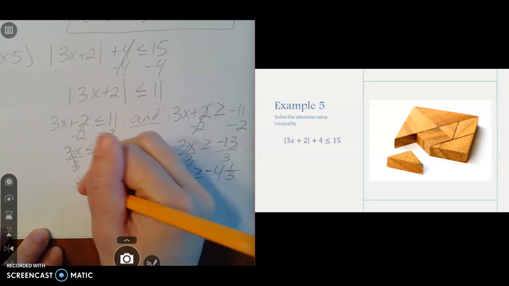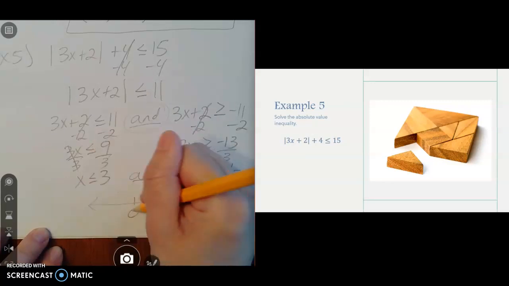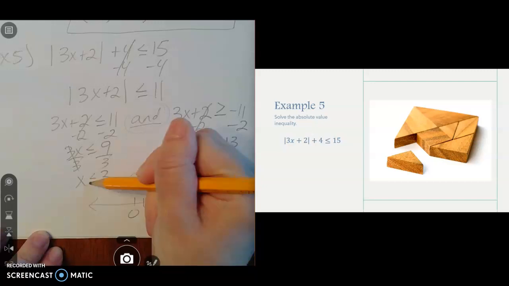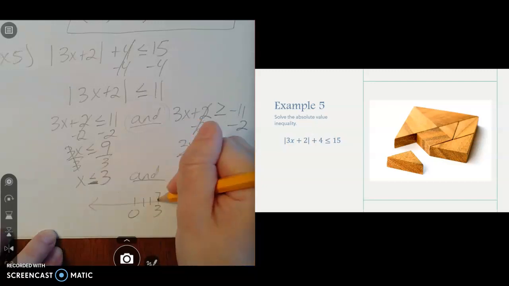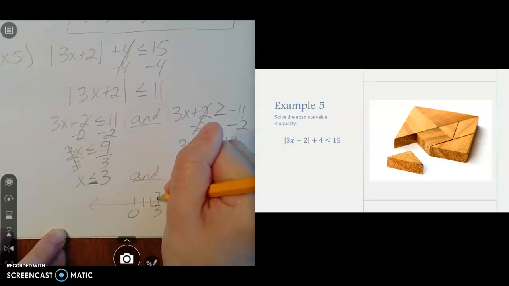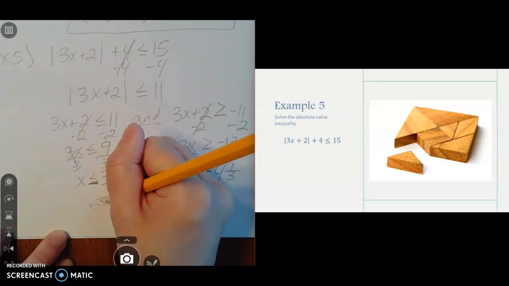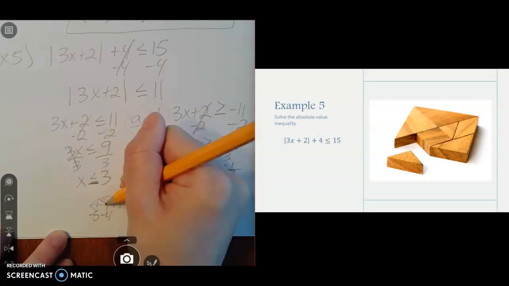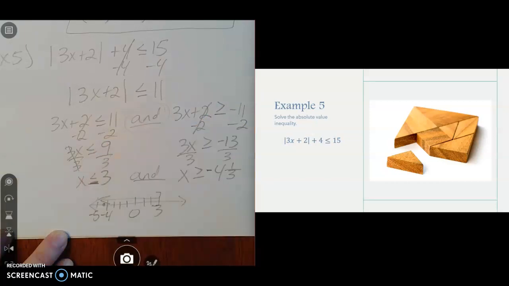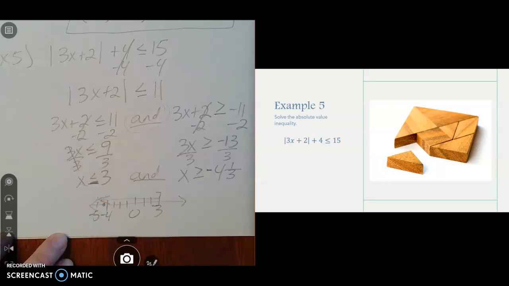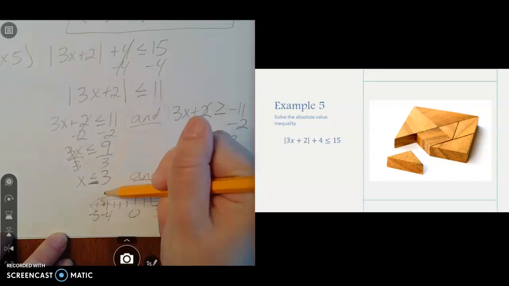So on my number line, x is less than or equal to 3. Here's 0, 1, 2, 3. It's going to have a bracket at 3 because of the or equal to, and it's going to go to the left because of it being less than. Okay. X is greater than or equal to negative 4 and a third. So here's negative 1, 2, 3. Here's negative 4, and there's negative 5. So negative 4 and a third is just about here. Okay. It's a little towards the negative 4, but it's between negative 4 and negative 5. We will also have a bracket because of that or equal to, but this one will go to the right.